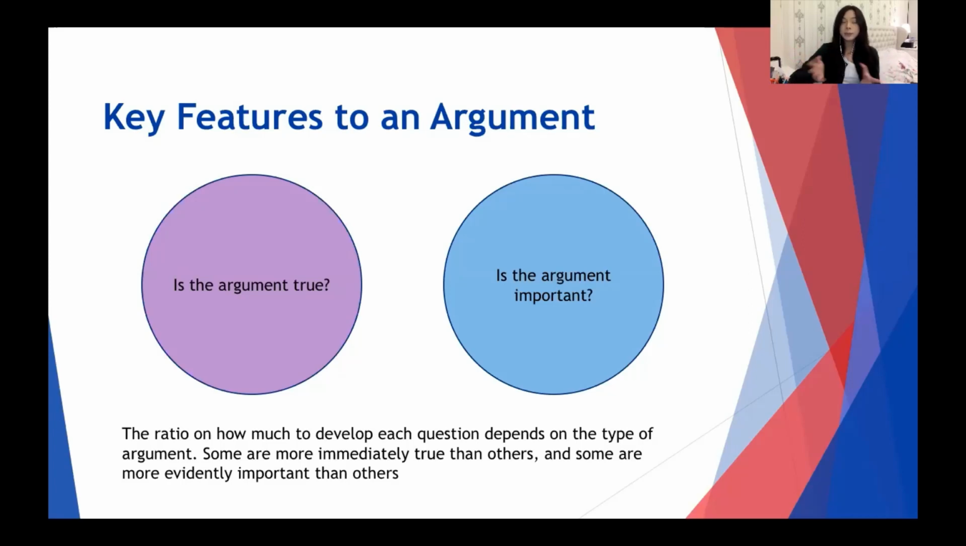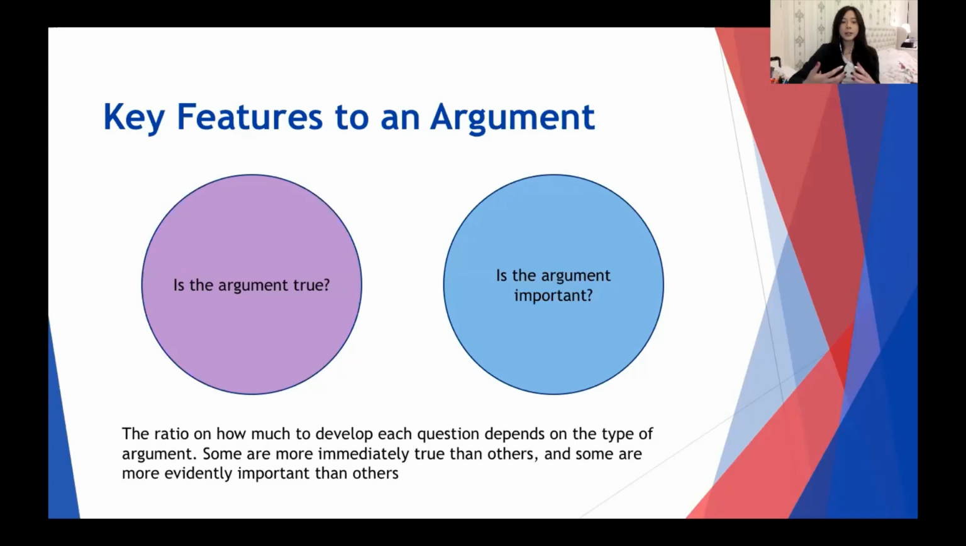So, for example, if the argument is that more people will end up dying if we allow for military intervention to happen, then if the argument's claim is that more people will die, I think it's more evidently important that people dying seems to be a really big issue, and we ought to care about this, and this is an important issue.